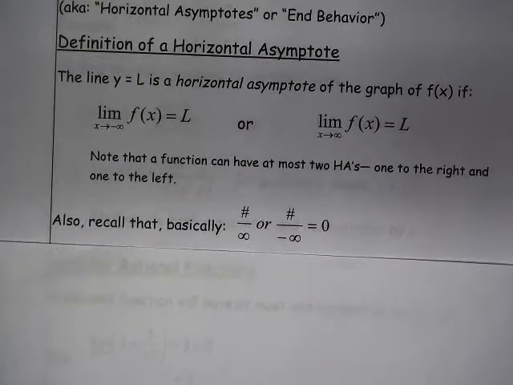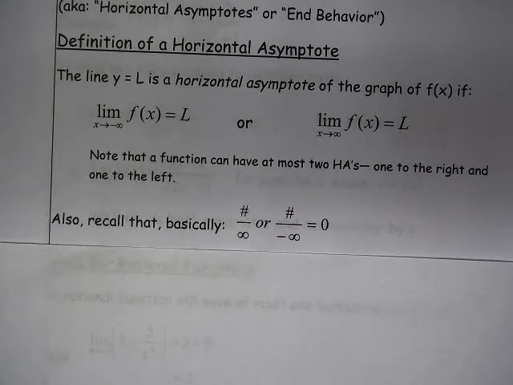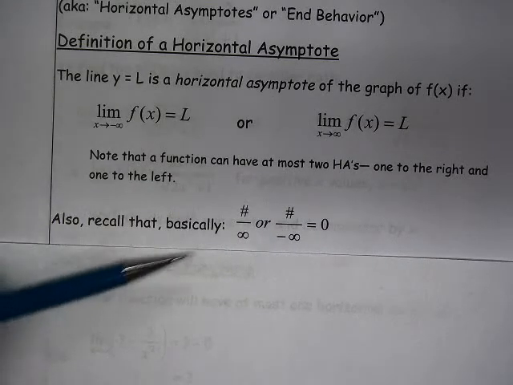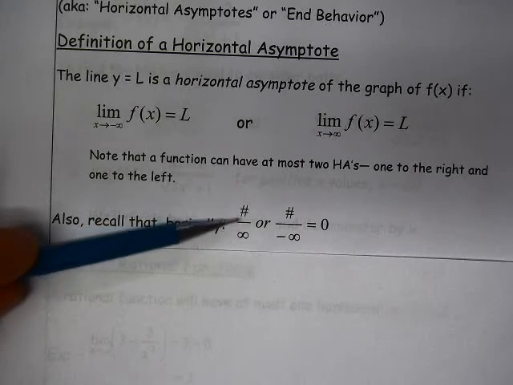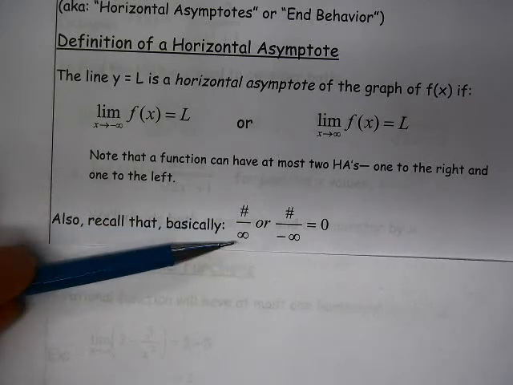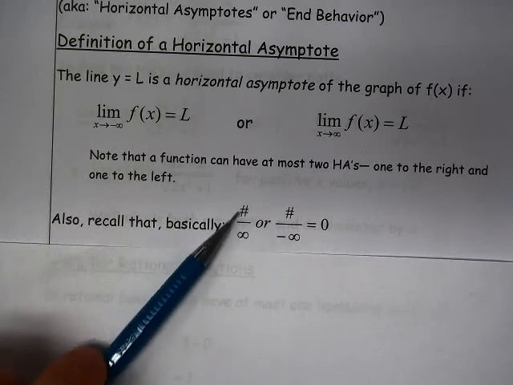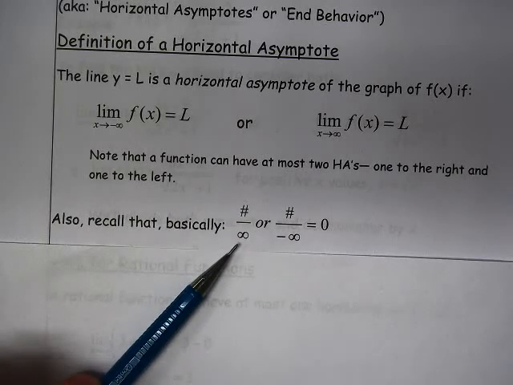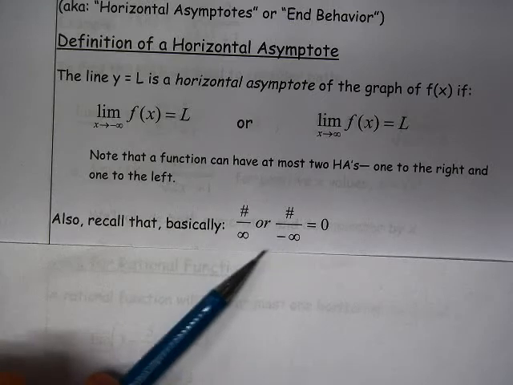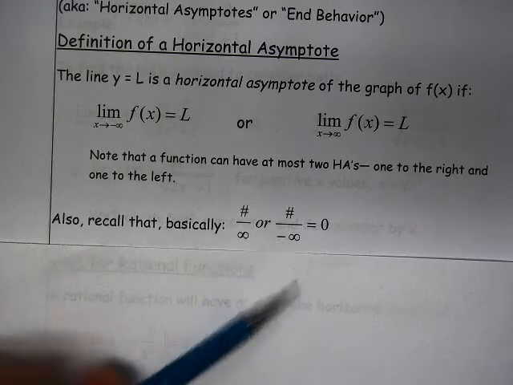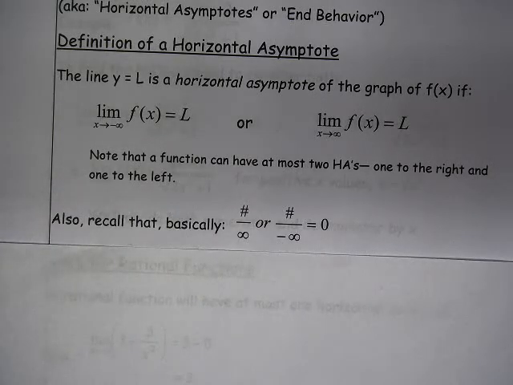And also, as a quick reminder, remember that anytime we have a number over a denominator that's approaching infinity or negative infinity, so we have a finite value over infinity or negative infinity, the overall value of that fraction is going to approach 0.